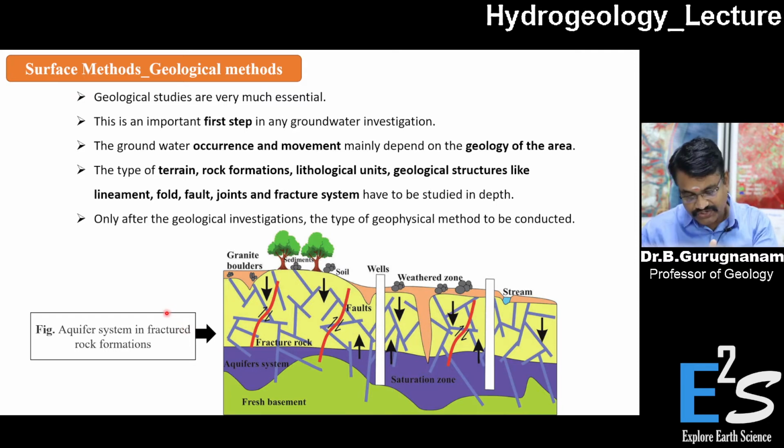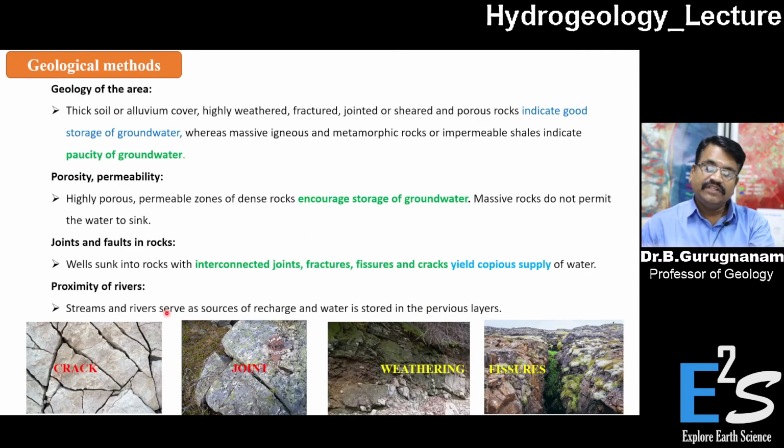So this is a cross section of the subsurface in the lithological unit. Under geological methods, the geology of the area has to be studied. Now you will have to assess the thickness of soil, the thickness of alluvium cover, the thickness of weathering, whether it is a jointed area, fractured area or shear zone area, and the porosity and permeability that we have studied. Is it porous rock? If it is porous rock, we will be able to expect more groundwater, indicating good storage. So all these things we will have to assess. Once you get any of these, then we can expect the possibility of more groundwater.